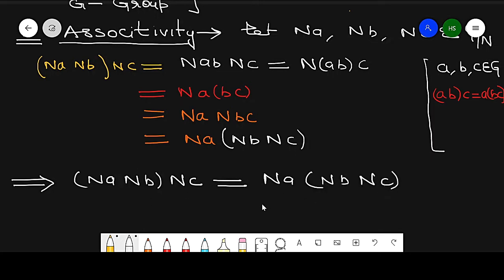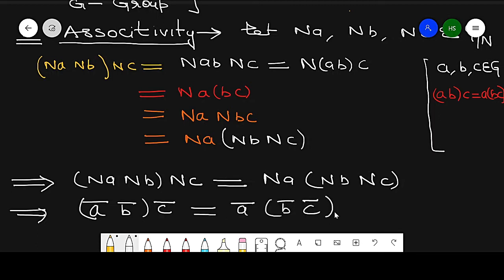So what is this? This is the associative property. It is also written as (Ā B̄) C̄ = Ā (B̄ C̄), for every Ā, B̄ and C̄ belonging to G/N. So this is the second property, the associative property.